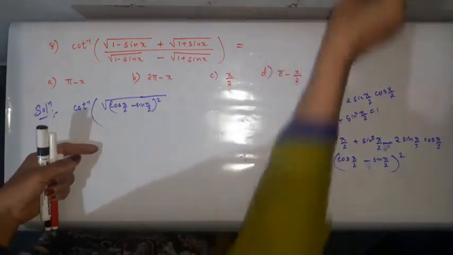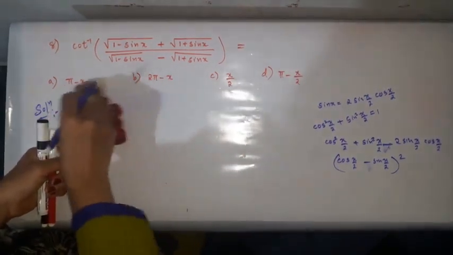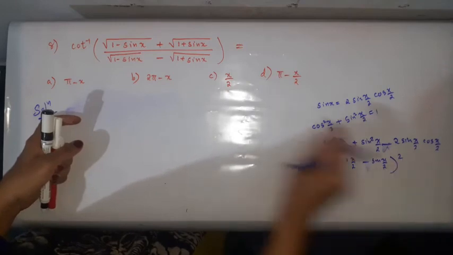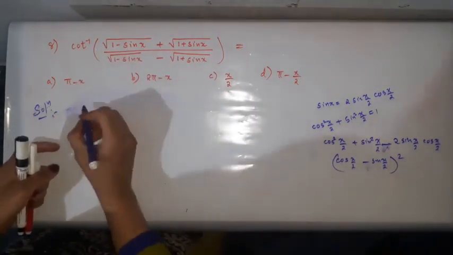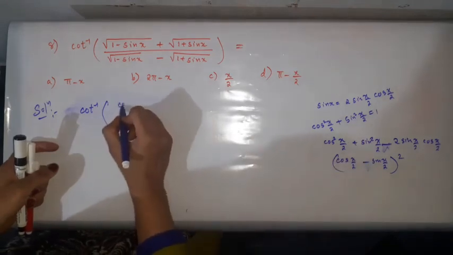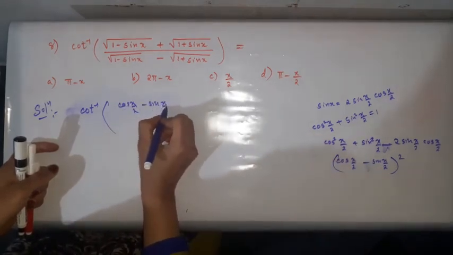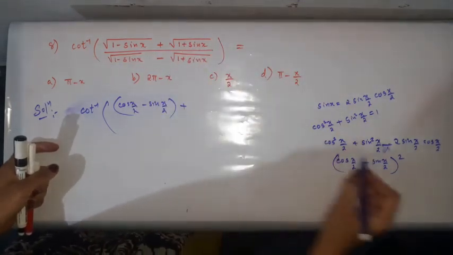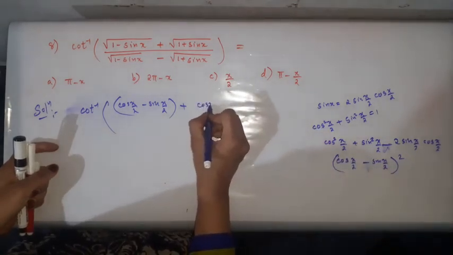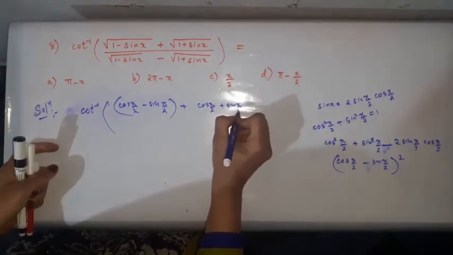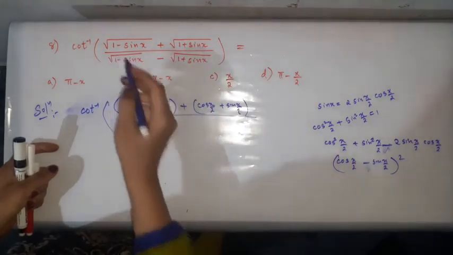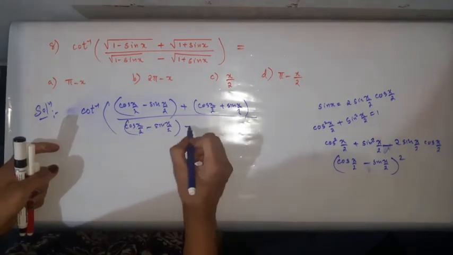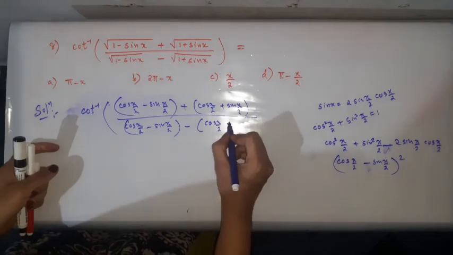So in CET, in the exam, you won't have this much time to see and calculate. Directly, once you know that square root is there and square is appearing, you can write it. That is cos x by 2 minus sin x by 2. Root and square will get cancelled. Plus, now you just need to write the plus sign here, so it is cos x by 2 plus sin x by 2. Root and square get cancelled once again. Same is happening in the denominator also: cos x by 2 minus sin x by 2 minus cos x by 2 plus sin x by 2.